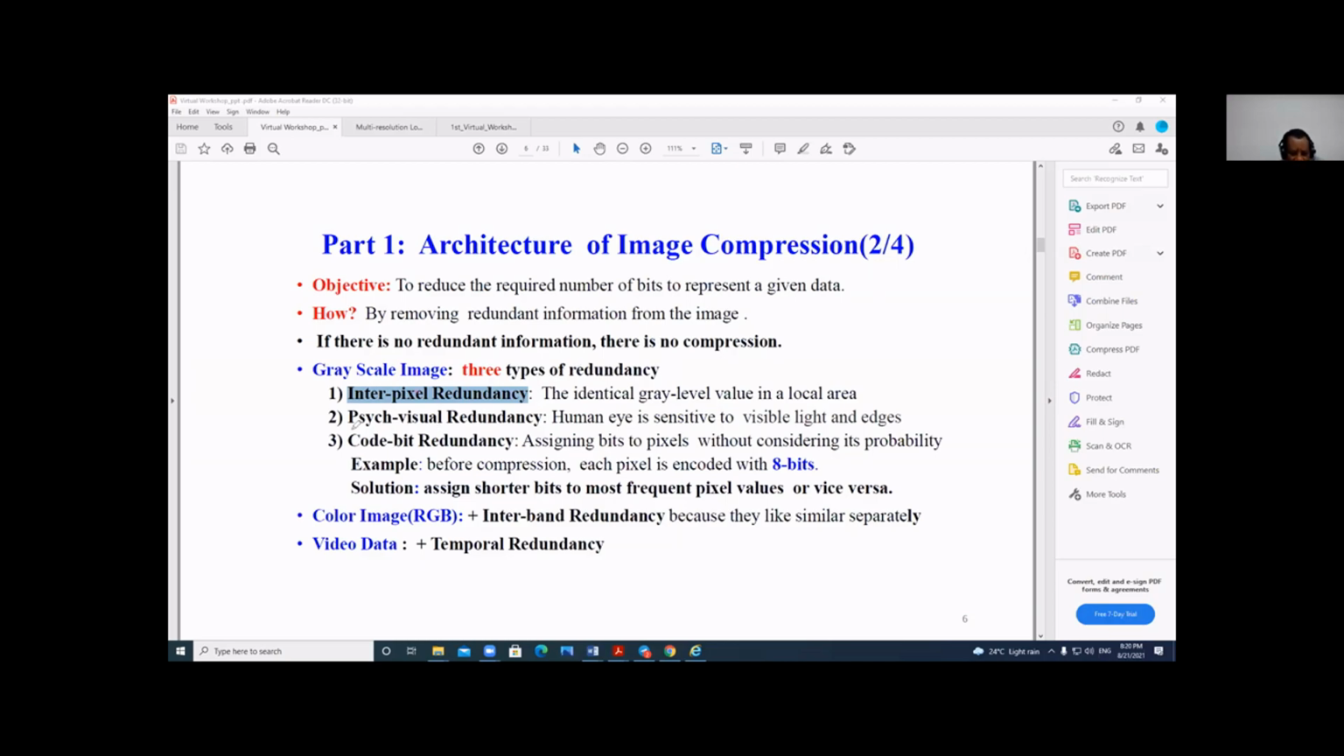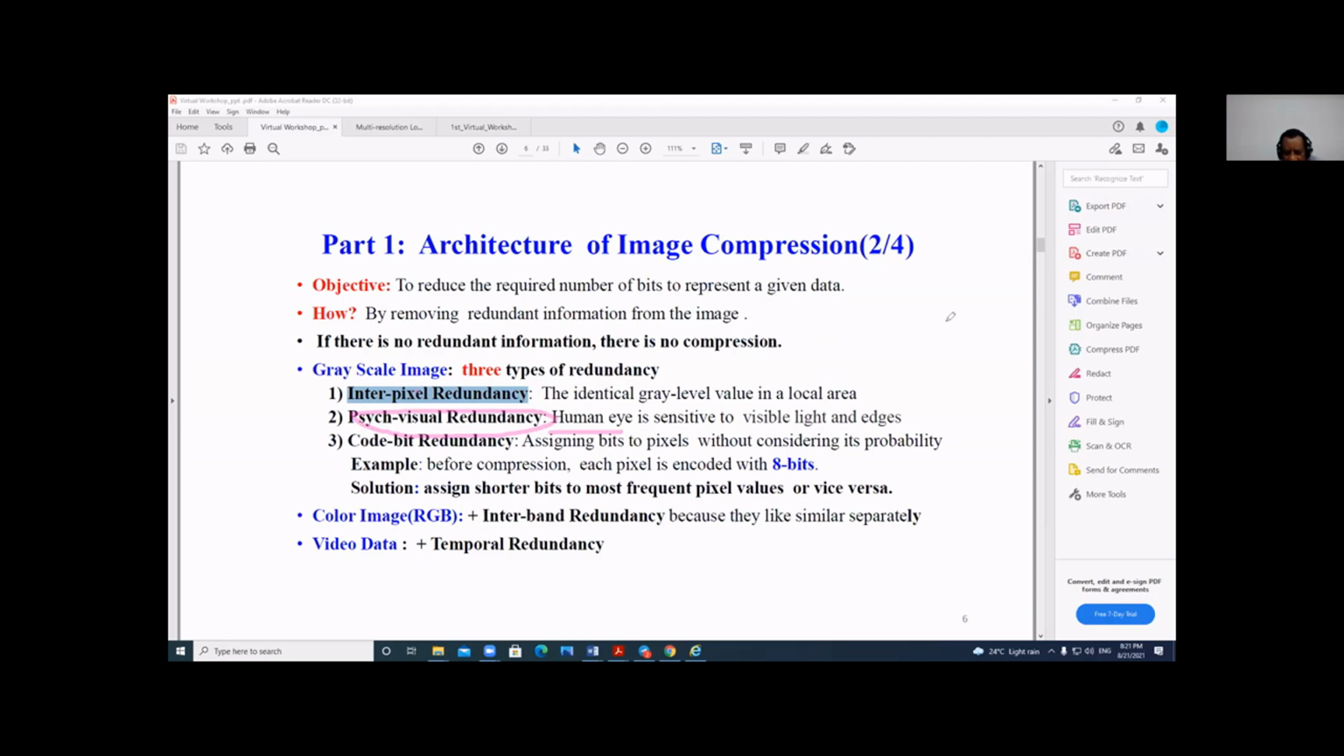The second is psycho-visual redundancy. This is related to the human visual system. At the end of the day, the human being will use this image. So there is a source and the destination. At the destination, after we decompress it, the human being is the ultimate user for this output.